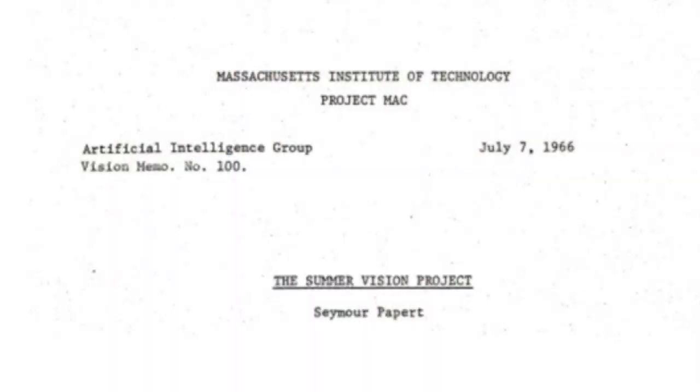The Summer Vision Project was basically splitting up the problem of giving a computer the ability to see. He split up the students and he said, okay, you handle objects, you handle scenes. And the idea was they'd complete this project in the summer. And then when fall came around, they'd get back to their regular jobs. So how'd that turn out?